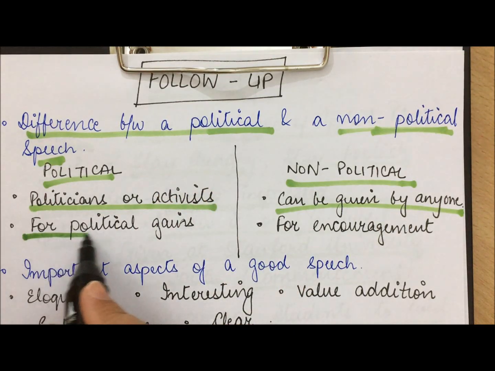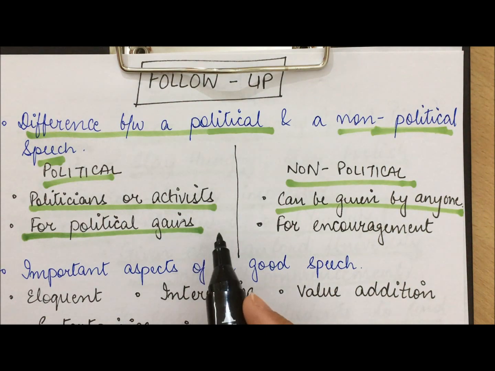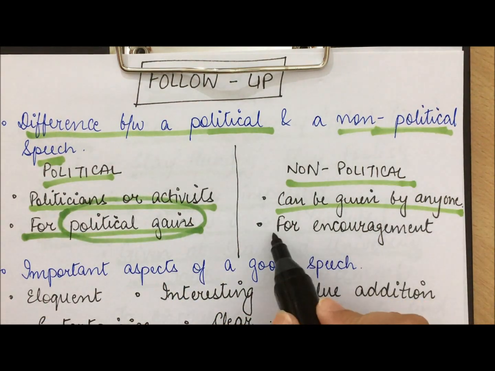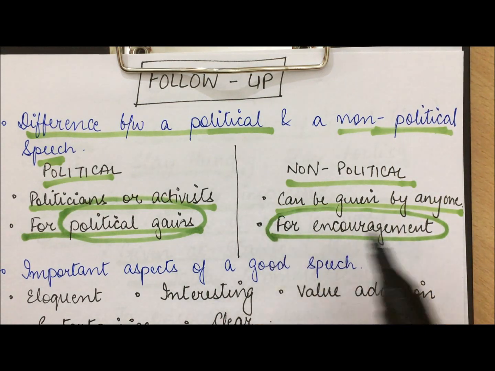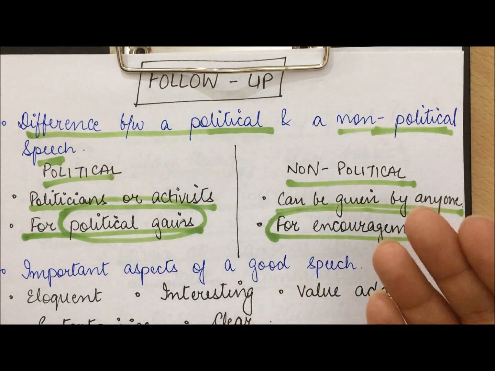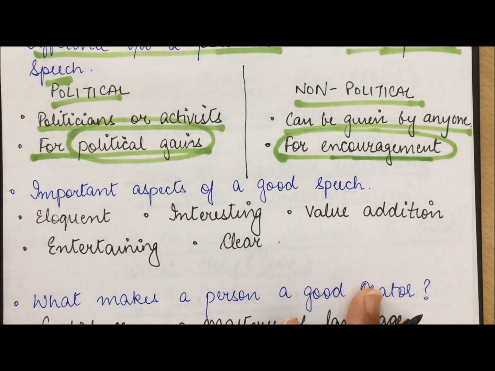Then the next is, political speeches are given for political gains. For example, they want votes. So votes are political gains. Non-political speeches are generally for encouragement, like commencement addresses, or any kind of speech which is given by an elder to give some encouragement to the younger generation. So these are generally for encouragement.